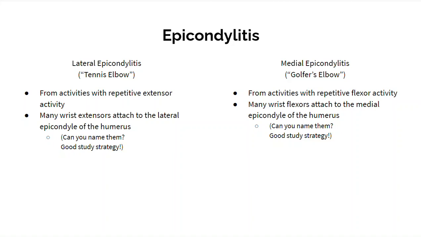Medial epicondylitis, golfer's elbow, comes from activities with repetitive flexor activity, because most of the wrist flexors are attached to the medial epicondyle. So that's kind of where these colloquial names, tennis elbow and golfer's elbow, come from. It's overuse of the muscles that attach either on the lateral side or the medial side of the humerus. So overuse of wrist extensors on the lateral side or wrist flexors that attach on the medial epicondyle.